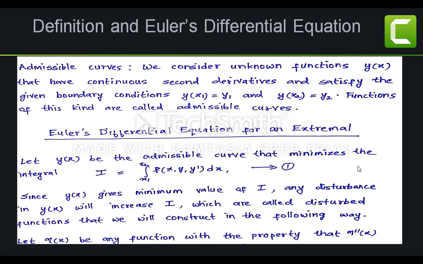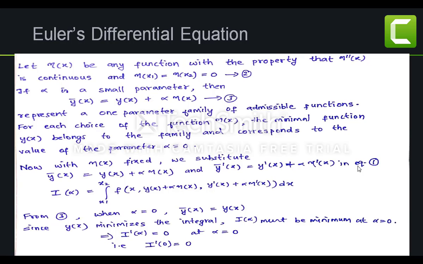Okay, so any disturbance in y of x will increase I, and such disturbances are called disturbed functions. So we will introduce some disturbed function in the following way. We construct a disturbed function eta of x such that its derivatives are also continuous, that is eta dash of x, eta double dash of x are continuous, and they satisfy the condition that eta at x1 equal to eta at x2 equal to 0. Mark it as equation number 2.